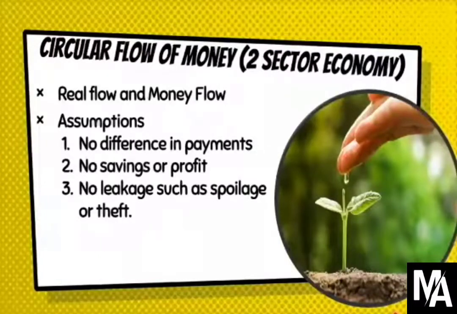Now, this is why the circular flow of money is just a theory to understand how income flows between sectors. And since there is no difference in payments, we also have the third assumption. There is no leakage in that circular flow. For example, spoiling of goods, or there are no thieves. So since there is no spoilage or theft, the entire amount will be flowing from household to business sector, and once again back from business sector to household. Now this circular flow of money, that is basically the two-sector economy, is just an imaginary example just to make us understand exactly how money flows from one sector to another.